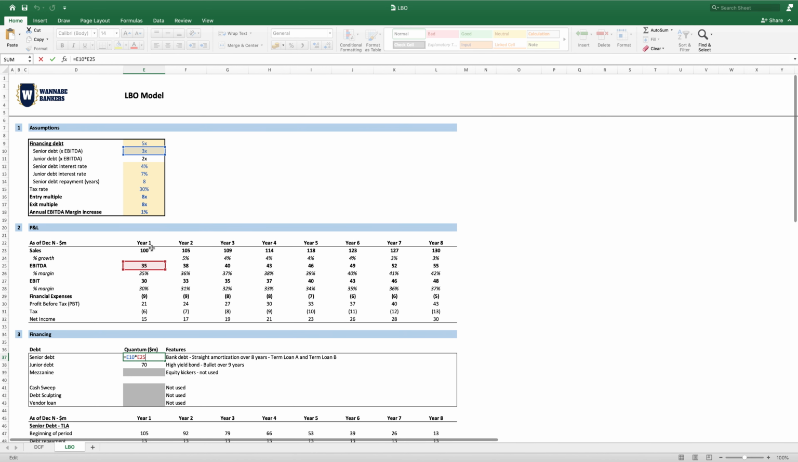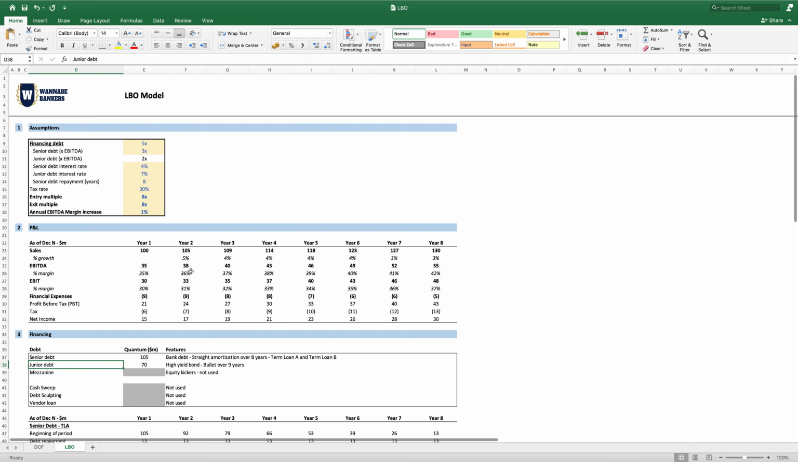In terms of quantum, in the assumptions, we say that the senior debt is 3 times EBITDA, and the junior debt is 2 times EBITDA. So the junior debt is also called subordinated debt. It is subordinated because its payments cannot happen until the payment of the senior debt is done. So senior debt is paid first and then the junior debt. That's why junior debt usually yields a higher interest rate.